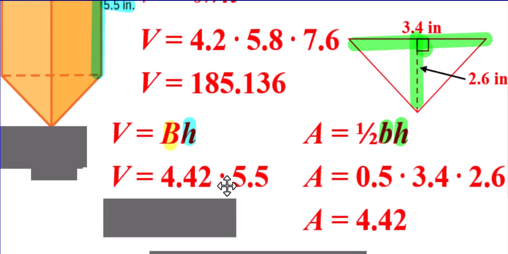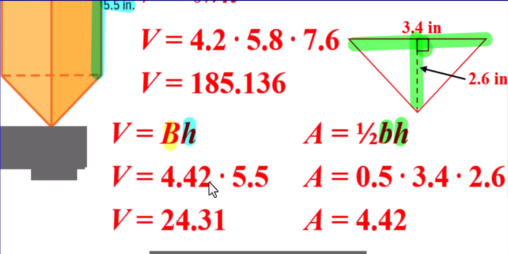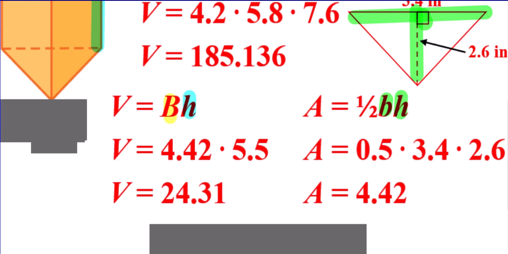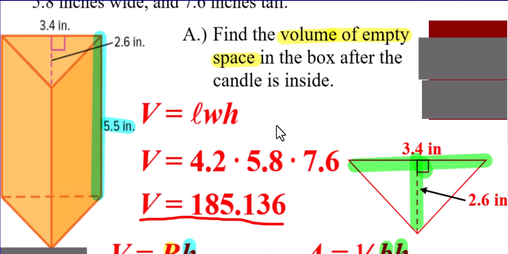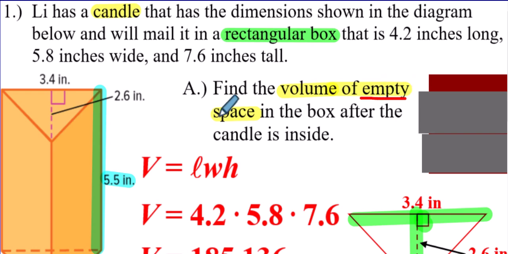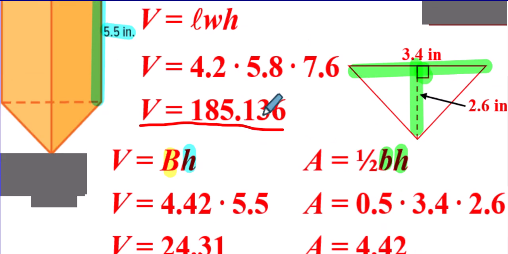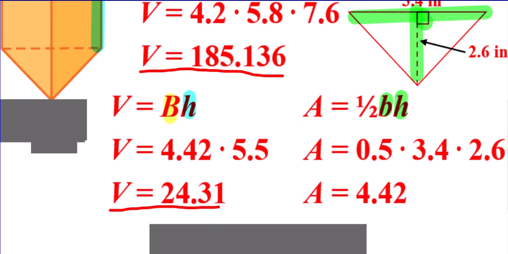All right, calculator time once again. Multiply, you should get 24.31. So let's recap. I found the volume of the box. I just now found the volume of the candle. Remember, I had to get the area of the base first, then I had to identify the height. Boom, got the volume of the candle. To get the volume of the empty space, I have to subtract those two volumes. And that will leave me with what's empty inside.